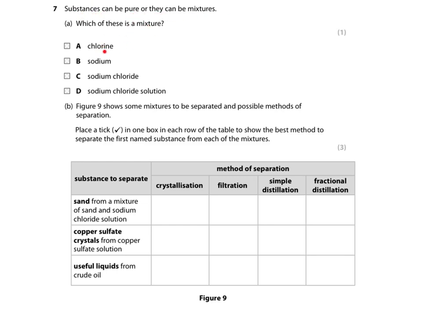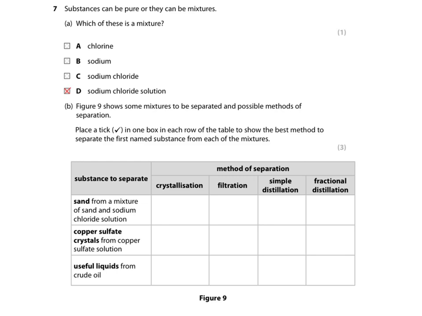So chlorine, that's just a gas, that's a pure gas. Sodium is a metal, pure metal. Sodium chloride is a compound, it's a pure compound of sodium chloride, like table salt. Sodium chloride solution, however, well, it's pure sodium chloride, and solution means with water, so pure water, but when you have the two pure substances mixed together, you get a mixture. So sodium chloride mixed with water is a mixture.